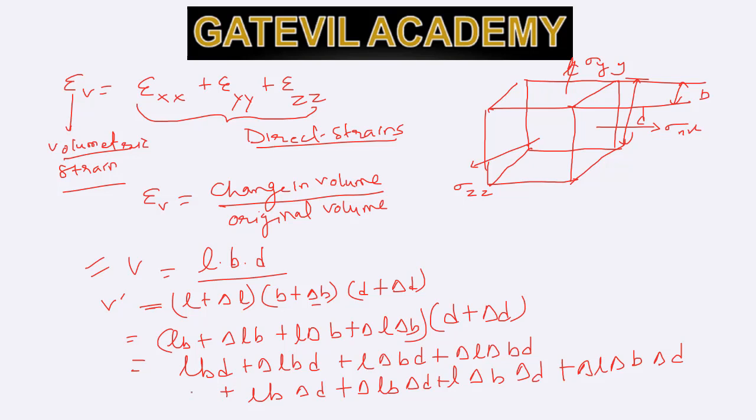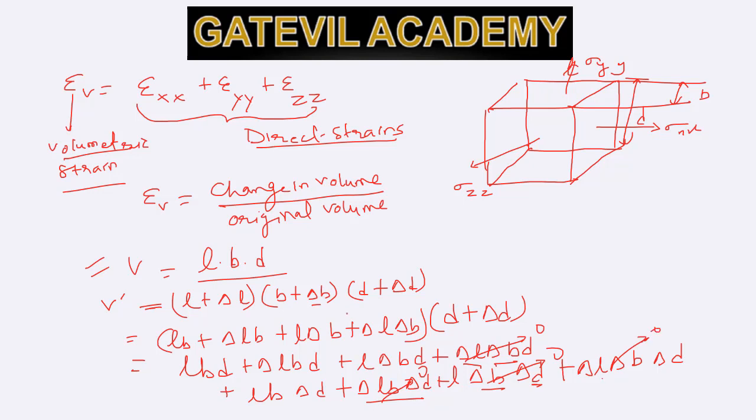Okay, so in this expression delta L, delta B and delta D are very small quantities. When two small quantities are multiplied, it gives a very small quantity, so this can be neglected. This can be neglected because there is delta B and delta D here. This can be neglected because delta L, delta B is here. And this can also be neglected because there are three small quantities.